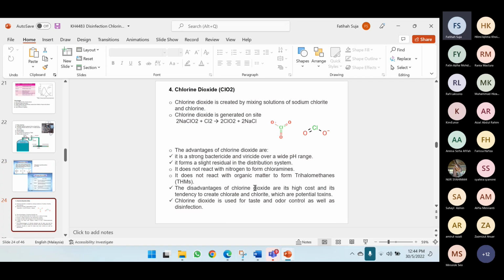The disadvantages of chlorine dioxide are its high cost and its tendency to create chlorine and chloride, which are also potential toxins. Chlorine dioxide is used for taste and odor control as well as disinfection. So you also need to control the dose, because it will also create other potential toxins like chlorine and chloride.